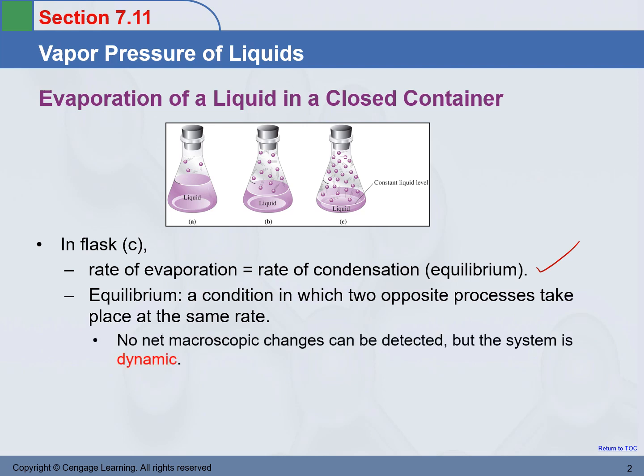At equilibrium, no net change can be observed. However, the system is called dynamic. All equilibria are dynamic. Dynamic means there is still something going on. They never stop. So all equilibria are dynamic processes. Like I said, equilibrium can be chemical or physical. Right now, the equilibrium we are talking about here is a physical equilibrium.